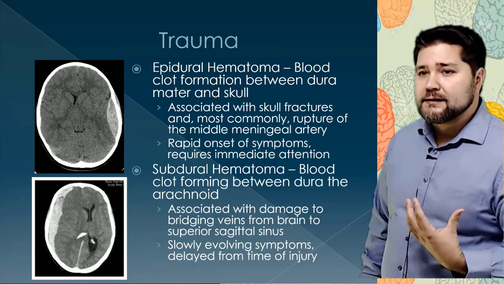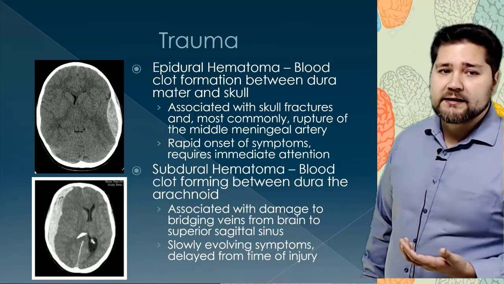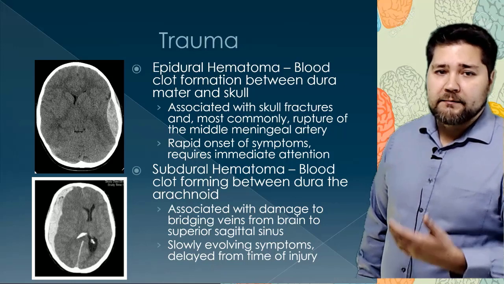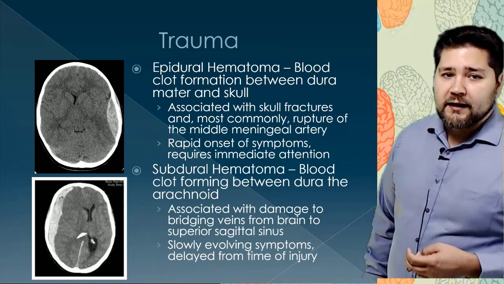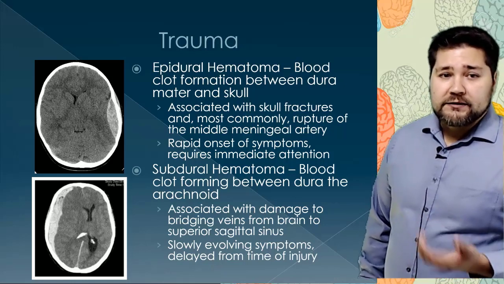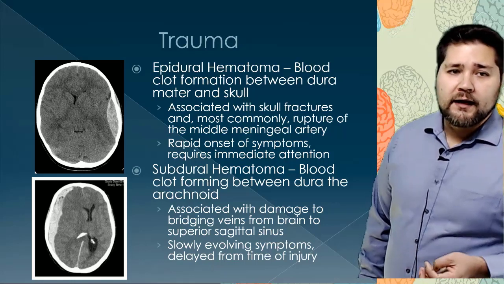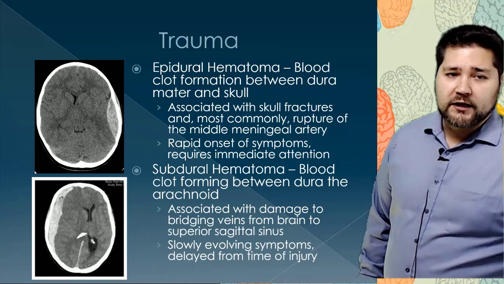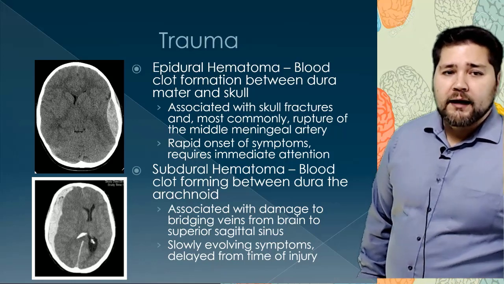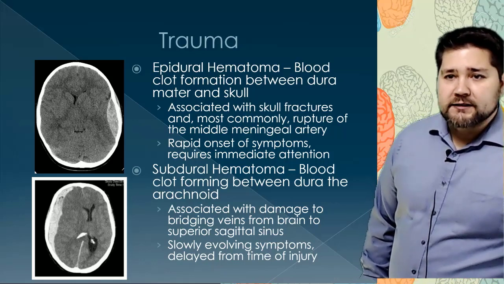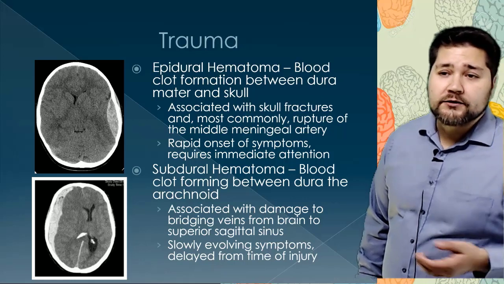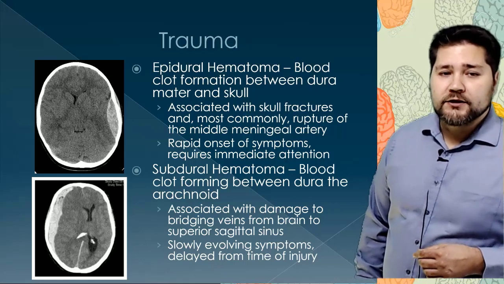So what we'll see is these individuals will get rapid onsets of maybe headaches, loss of consciousness, relatively periodic lucid periods, and this has to be addressed right away, or else the patient will ultimately succumb to the loss of blood. And that's ultimately what will kill them, not necessarily the mass effects, although those could also be problematic depending on where the hemorrhage is.